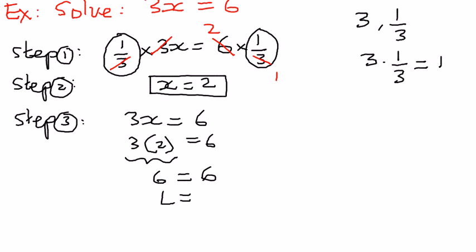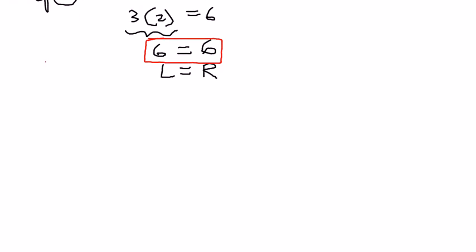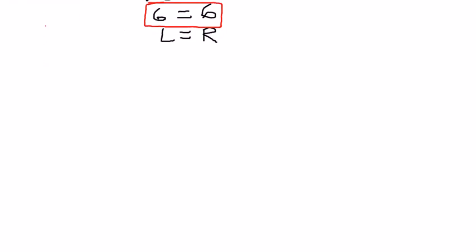Therefore, as long as the value on the left hand side is exactly equal to the value on the right hand side, the check process is telling us that the value of x we have arrived at is exactly correct. That's the way we want to use the multiplication property to solve these linear equations. Let's see if we can solve another simple example.